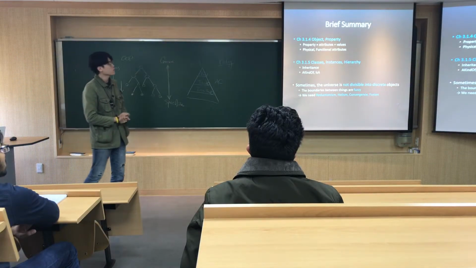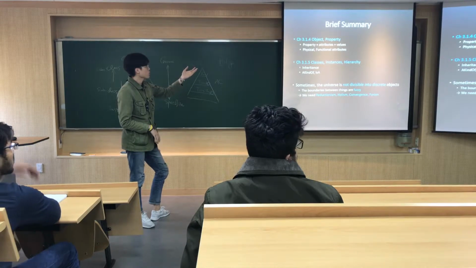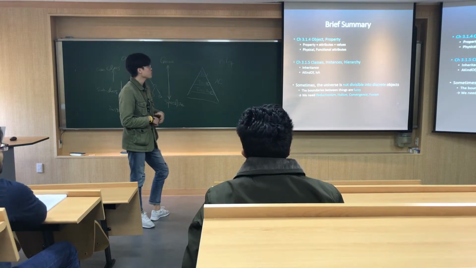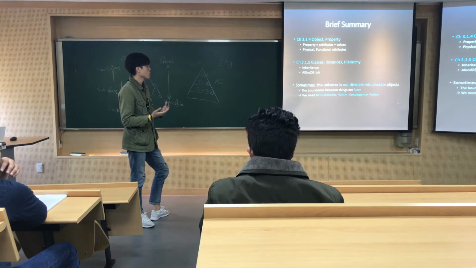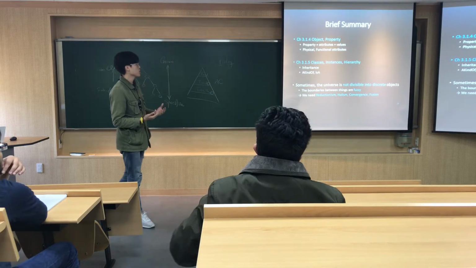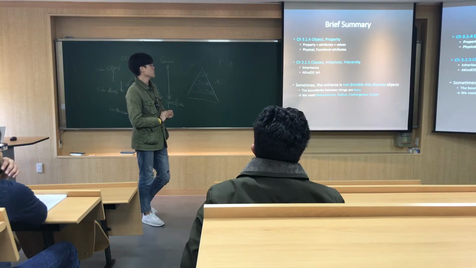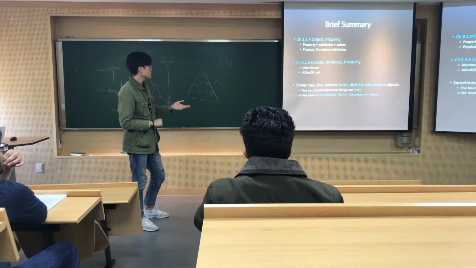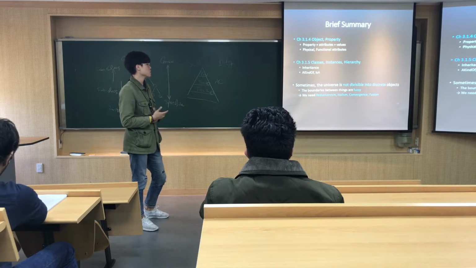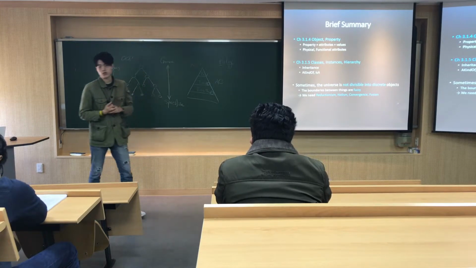So a brief summary of chapter 3.1.4 to 5 is like this. In 3.1.4 I explained about object and property. And in the later part, I explained about classes and instances and their hierarchy, and inheritance between classes, and the mathematical representation of the hierarchy, a kind of and is a. And sometimes the universe is not divisible into discrete things, so because it's fuzzy, we will need these approaches.